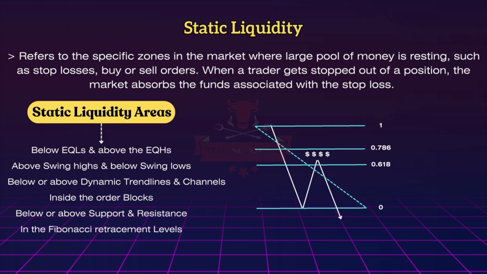Having a solid grasp of static liquidity zones reveals their profound impact on market price direction. Neglecting them can lead to substantial losses. Some of these zones and patterns are especially important as they're widely recognized by traders, attracting more stop-loss and pending orders, increasing the likelihood of price moving towards them to absorb liquidity.